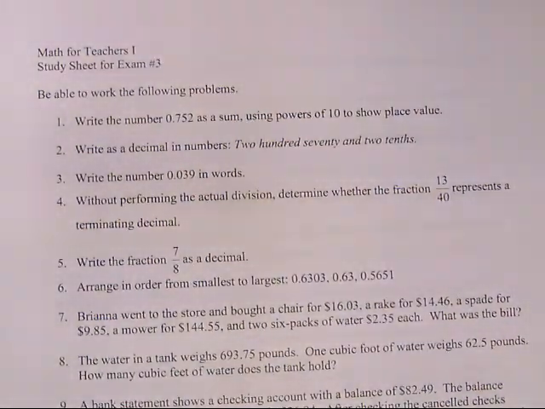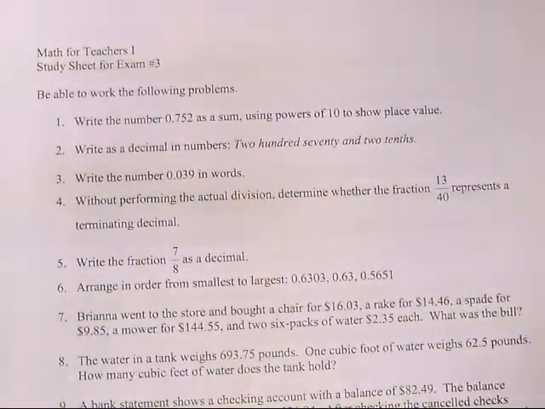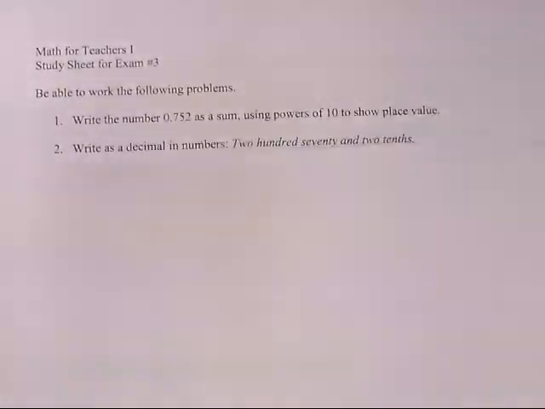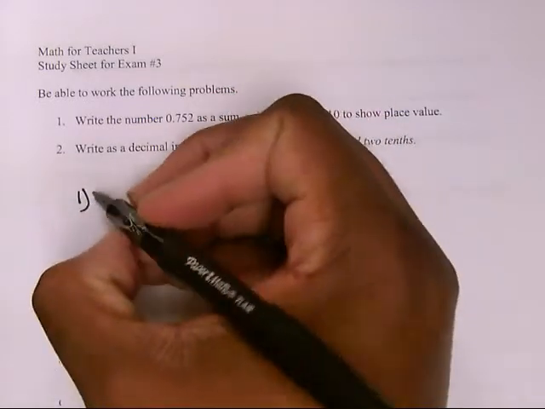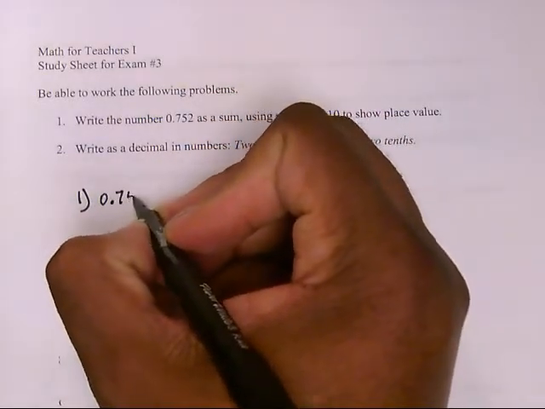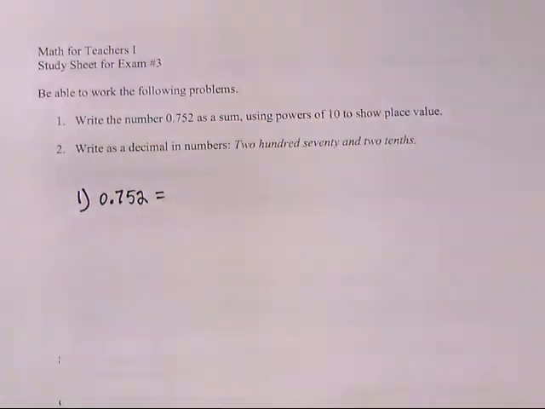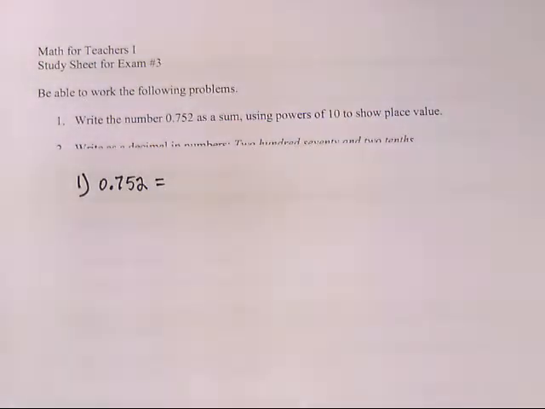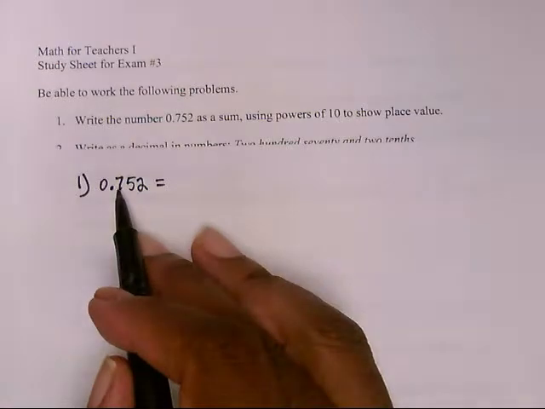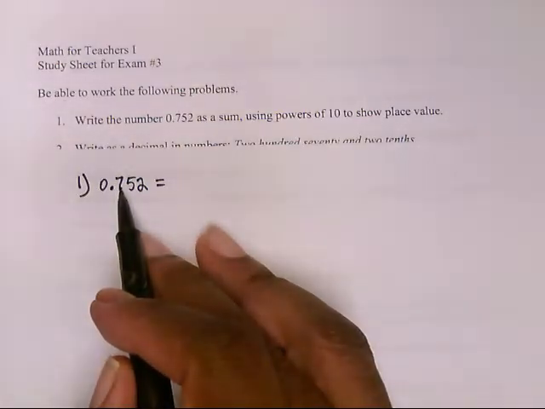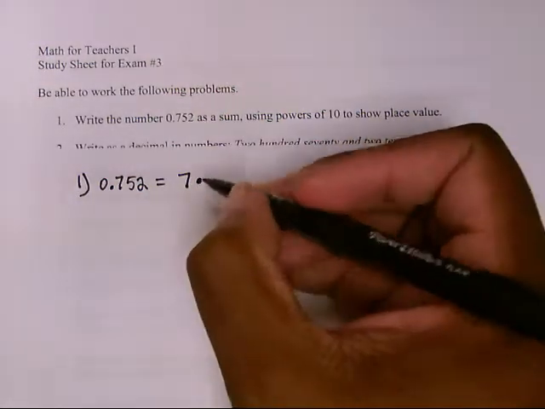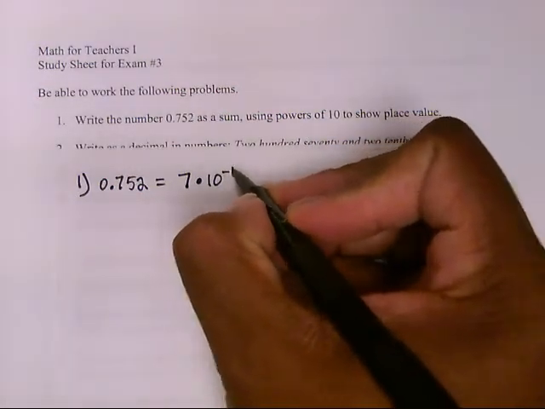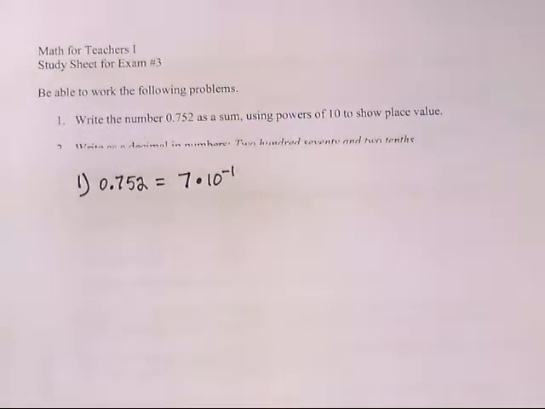In number 1, you're going to write the number 0.752 as a sum using powers of 10 to show place value. So in this case here, 0.752, the 7 is the first number after the decimal point. That's the tenths place. So we're going to write that as 7 multiplied by, and the tenths place in exponential form is 10 to the negative first power.